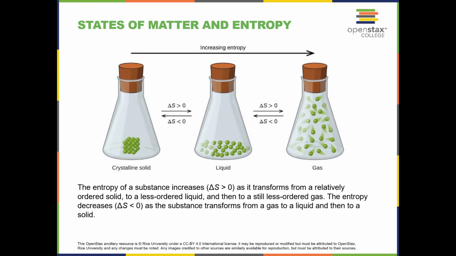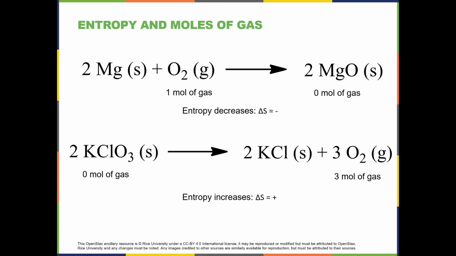If we go from a solid to a gas, entropy will increase. If we go from a liquid to a solid, entropy will decrease. Another way to think about this in terms of chemical reactions is moles of gas. So if we look here, we have 2 magnesium solid plus oxygen gas yields 2 MgO solid. In this case, we have 1 mole of gas on the reactant side and no moles of gas on the product side. In this case, the entropy decreased because now this gas is part of this solid, so we have decreased the entropy, or delta S is a negative.